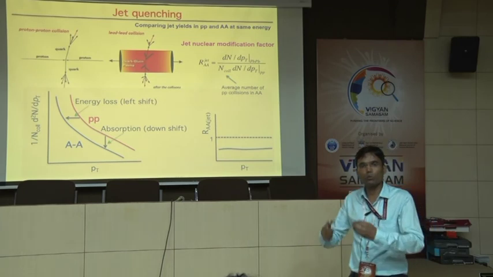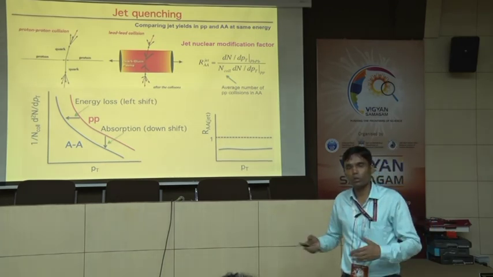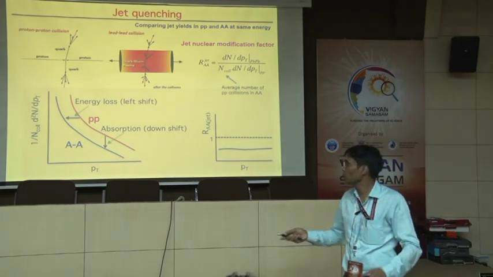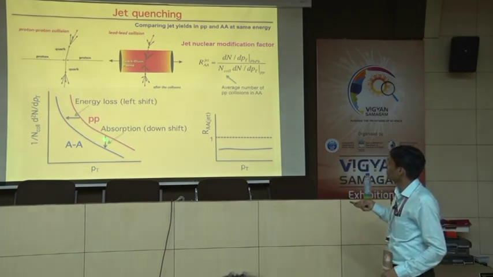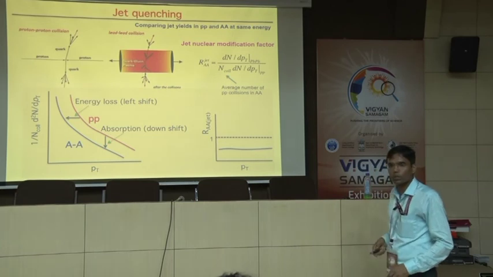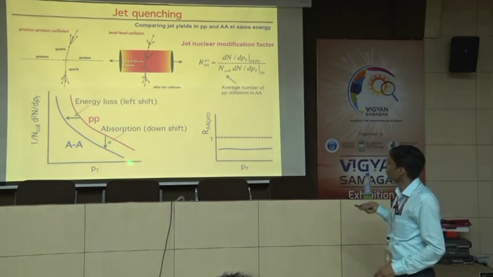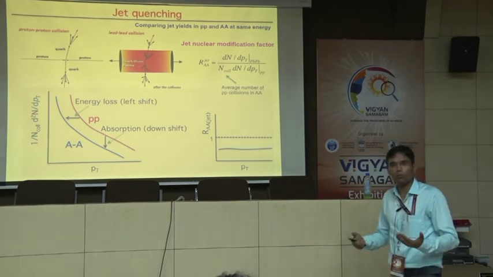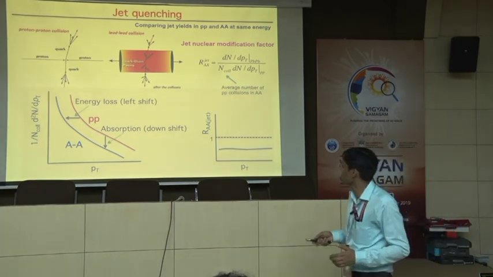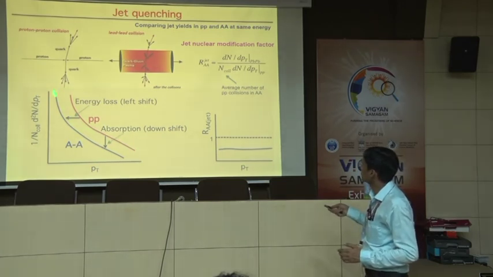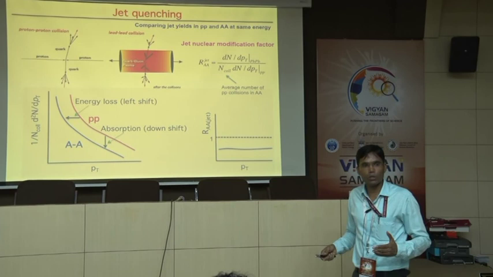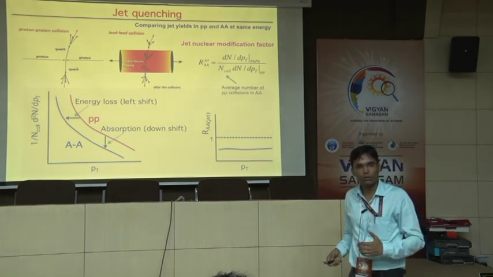Similarly, some jets will be totally lost, because they will lose all their energy. In that case, if they are lost, then their numbers will be removed from here. So this blue line will be shifted this side and downside, and effectively if you take the ratio of blue to red, then what will happen? It will be less than 1, right?